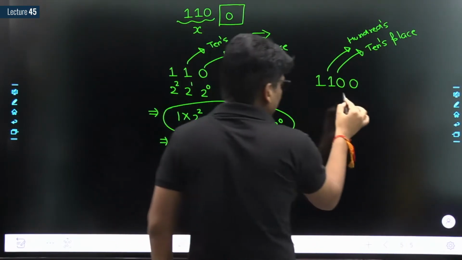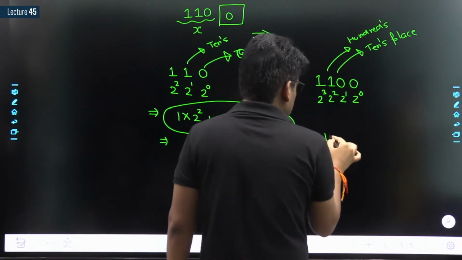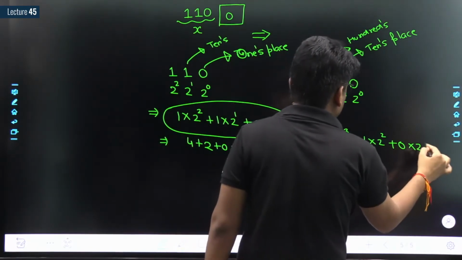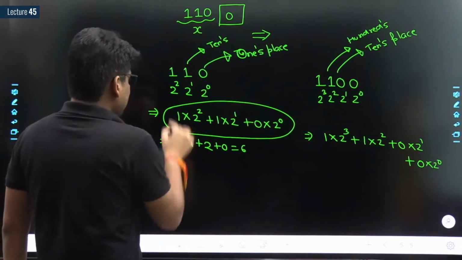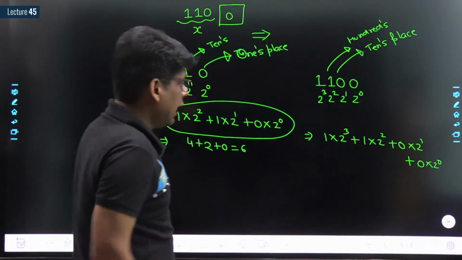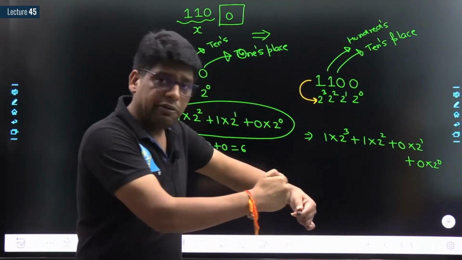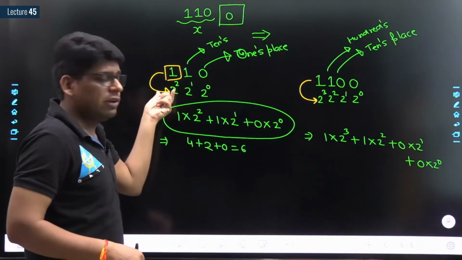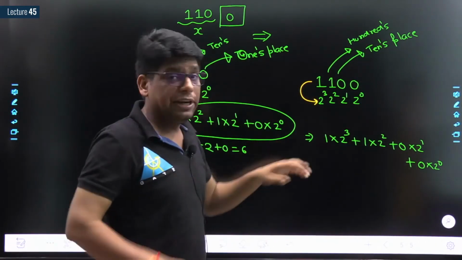If I calculate the value again, I will get 1 into 2 to the power 3 plus 1 into 2 to the power 2 plus 0 into 2 to the power 1 plus 0 into 2 to the power 0. Try to understand. Previously this one was contributing 2 to the power 2. Now this one is contributing 2 to the power 3. Why? Because it gets shifted one position to the left. That is why its place value gets doubled. Previously, its place value was 2 to the power 2. Now its place value is 2 to the power 3. That is why it is contributing double.